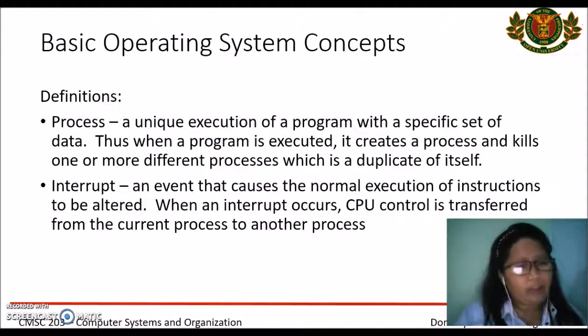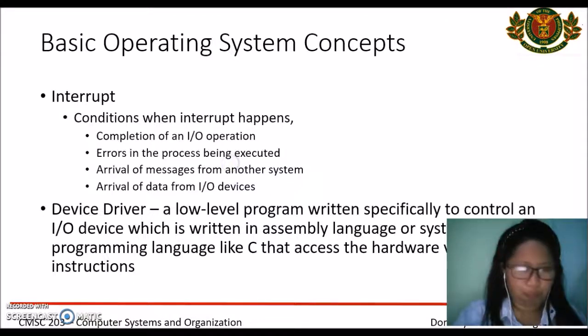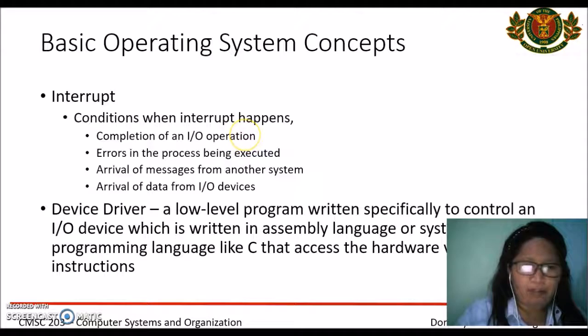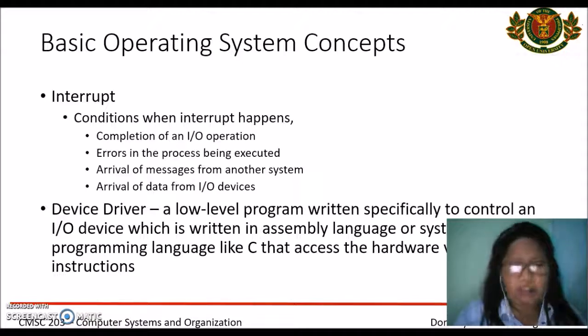Next, interrupt. An interrupt is an event which causes the normal execution of instructions to be altered. When an interrupt occurs, the CPU control is transferred from the current process to another process. There can be different conditions when the interrupt happens. This can be the completion of an input-output operation, an error in the process currently being executed, the arrival of messages from another system, or the arrival of data from other input-output devices.